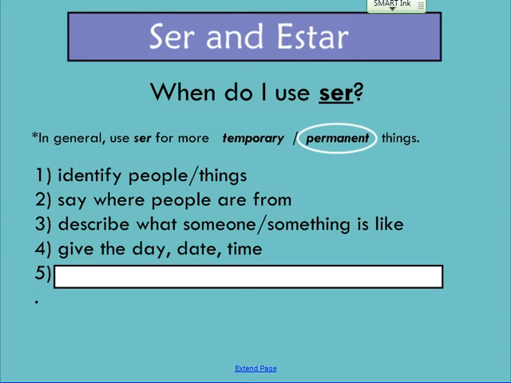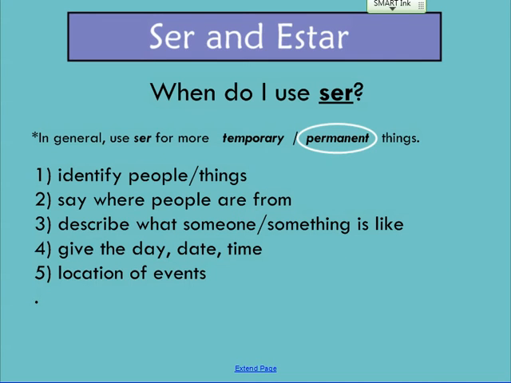We also use ser to give the day, date, and time. If I want to tell you that I did my homework last night at 6:30, I would say, eran las 6:30. Or if I want to tell you what the time is right now, I could say, son las 2:20 de la tarde. Finally, we use ser when we're talking about the location of events. So, for example, if I'm telling you that the party I went to last night was at my friend's house, I would say, la fiesta fue en la casa de mi amiga.